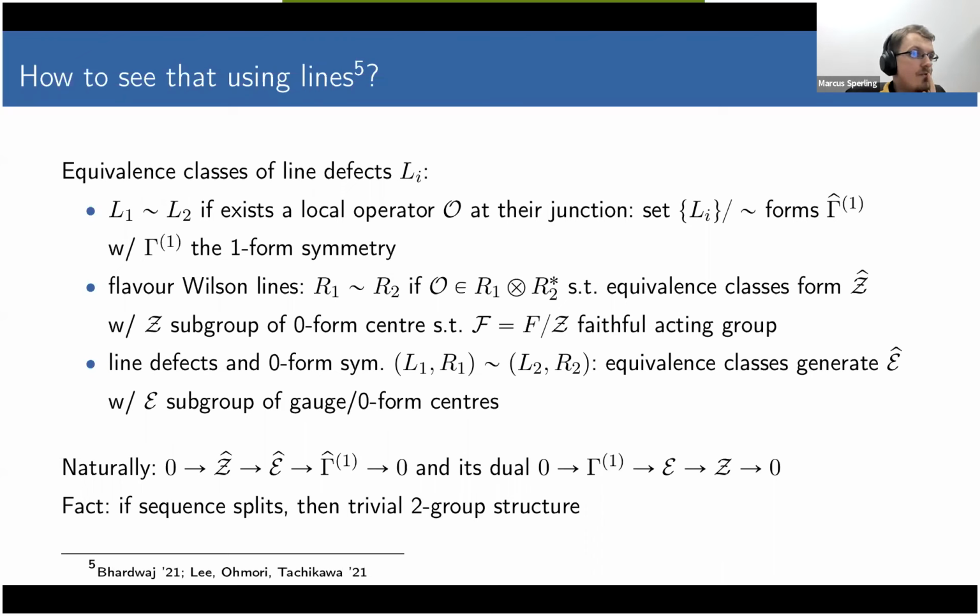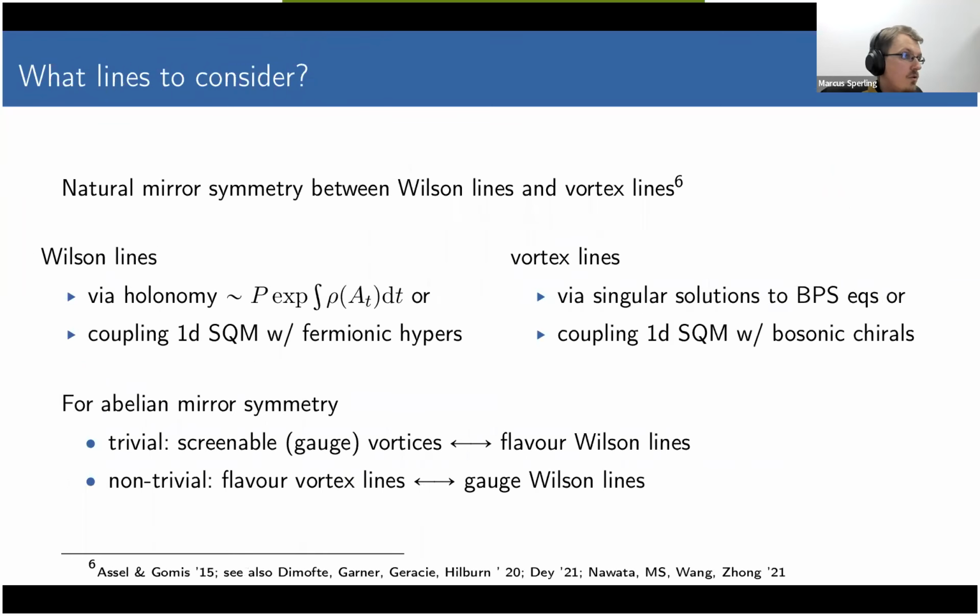Now I just want to discuss what are the relevant lines that we need to consider for 3D N=4. Here, the story is again very symmetric, because remember that we have two types of zero-form symmetries. Correspondingly, we have two types of one-form symmetries. Correspondingly, we also need two types of line defects, which are going to be exchanged under mirror symmetry. And the corresponding objects are known to be the Wilson lines and the vortex lines.